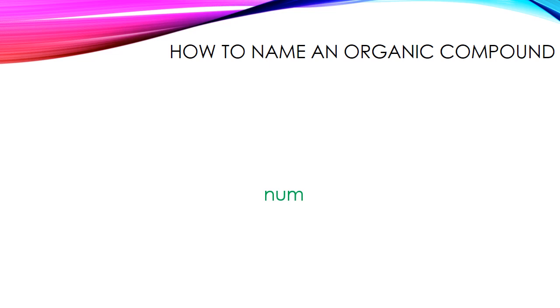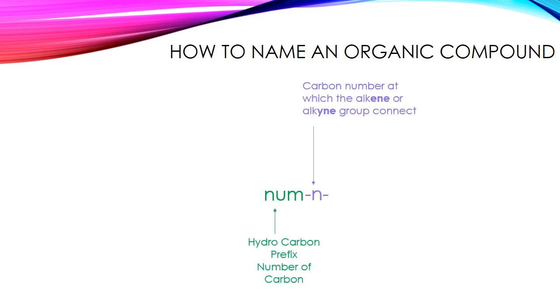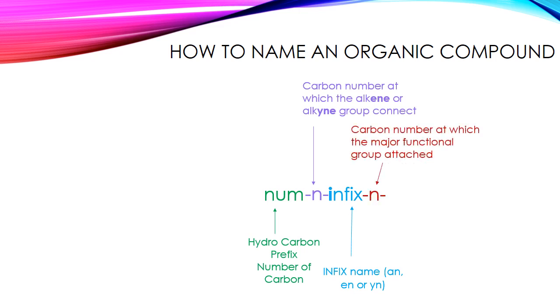What you have to write down: the hydrocarbon prefix and the number where the ene or yne group attaches, then the infix, whether it is an, ene or yne, and the number where the major functional group attaches, and the suffix of that major functional group.